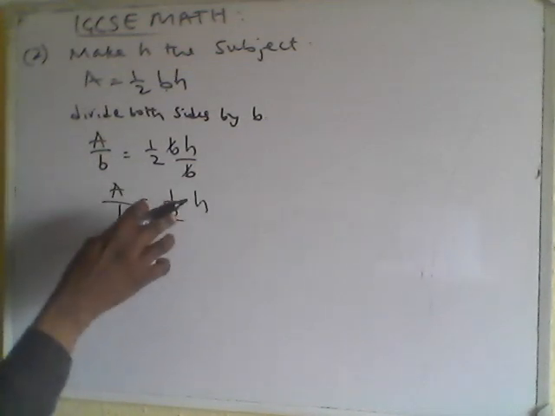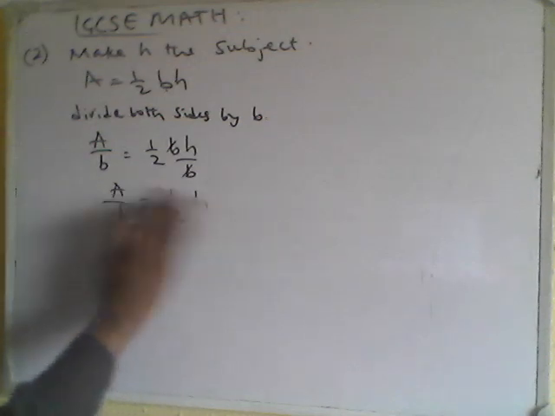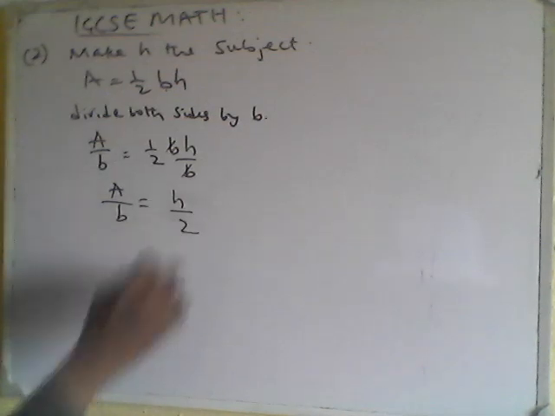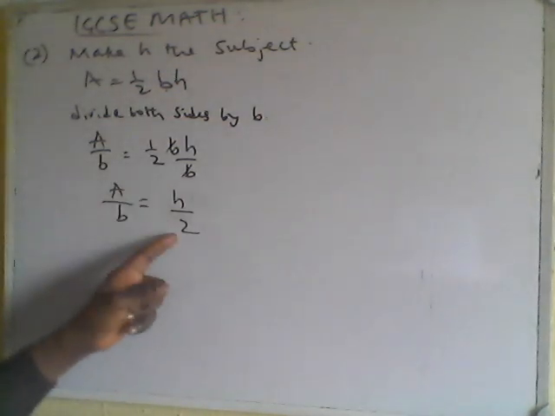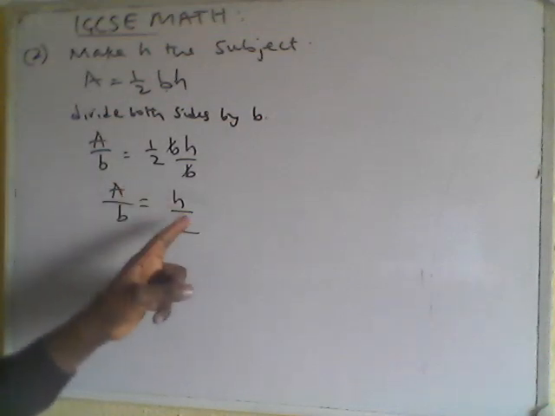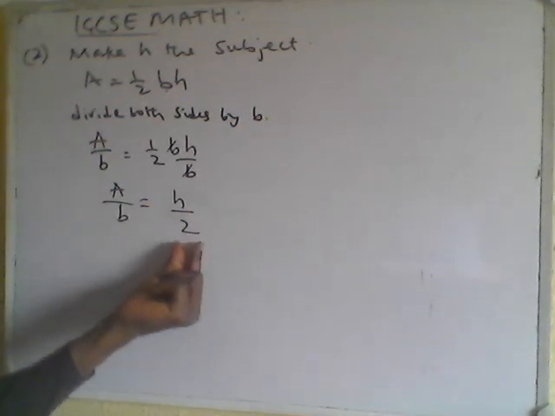Now, this is the same thing as saying h over 2, right? Because h times 1 is h, then over 2. Now, what is binding h to these two? It is this division sign here. So for me to remove it, I'll use the inverse operation, which is multiplication. I'll say multiply both sides by this one to remove this one from here.